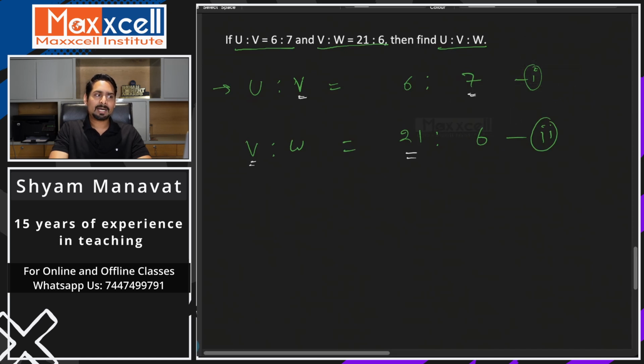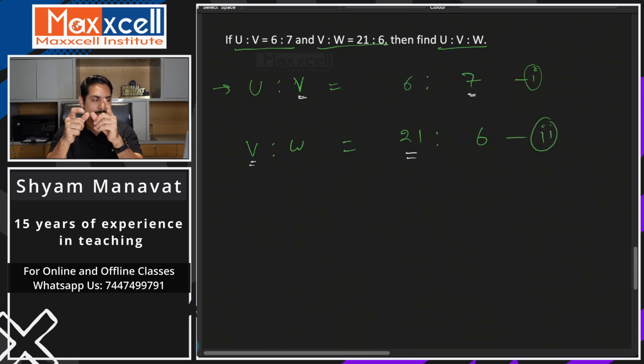When V is part of the same question, it should represent the same value, don't you think so? Why does it have different values in both equations? Because ratio means comparison. When you compare to U, V represents 7. When you compare to W, V represents 21. So it's not a print mistake here.